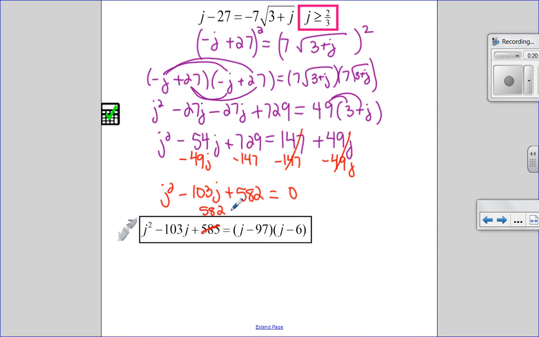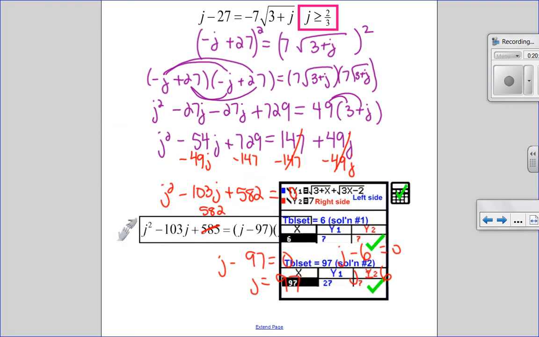Okay, so I have my two factors, so I'm going to set each factor equal to 0. So here adding 97 to both sides, here adding 6 to both sides. So the first place I check is my restriction, which is j greater than or equal to 2/3. That works out to be true. So the second place I'm going to check is my calculator. So I have two solutions to check.